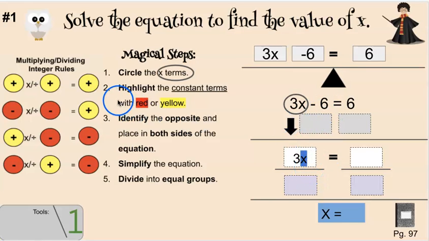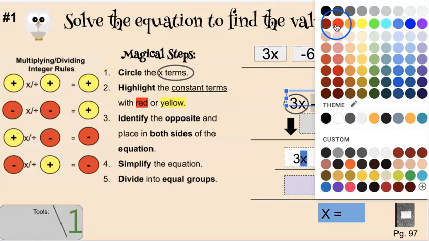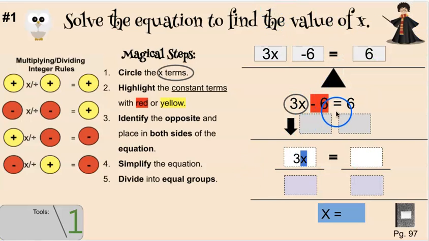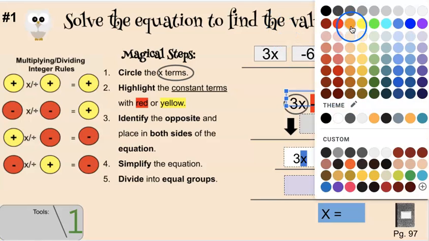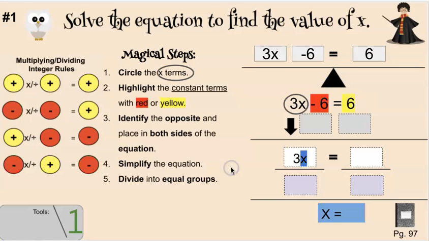So now we go to step 2, highlight the constant terms with red and yellow. Negative 6 is in red. So we're going to go next to the A and highlight that in red. And then 6 on the other side of the equation is going to be yellow. So now we have finished 1 and 2. We're going to step 3.